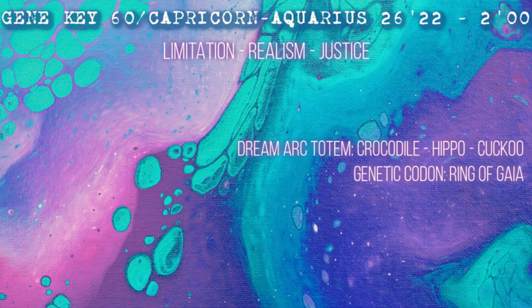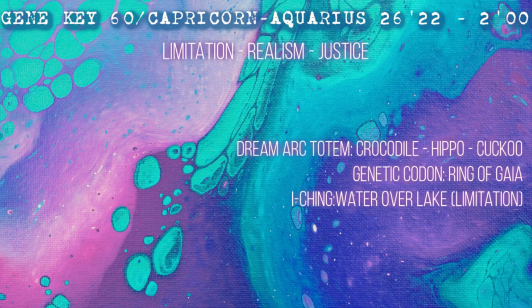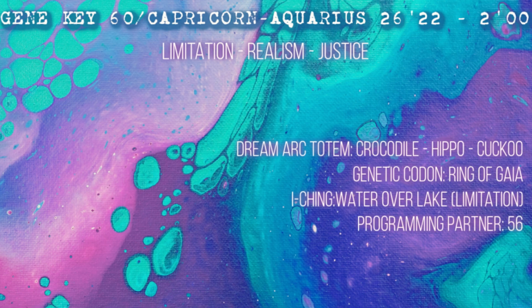In the codon ring, this gene key is part of the ring of Gaia, and it's associated with the amino acid isoleucine. I hope I pronounced that correctly. In the 64 I Ching hexagram, this gene key is water over lake, limitation. Without the proper container, the ritual of love spills its precious nectar. Oh yeah, I love that. The programming partner of this archetype is Jinkie 56, and I would highly recommend that you also check out the archetype of your programming partner as well, because that would offer a balancing, complementary energy to what we're going to be talking about today with regards to Jinkies 60.